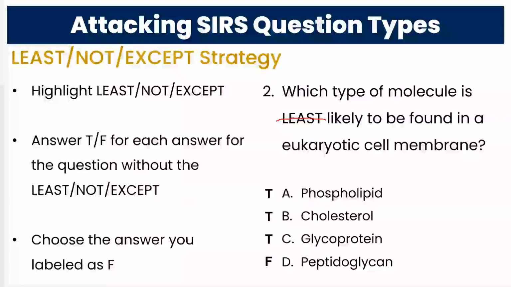And peptidoglycan, is it true if I take out the least? There's my false one. And I do this on my scratch board. I have A, B, C, D written down on my scratch board. I will put a T or an F next to each of them. And once I get done with my labeling, I just pick the one that's false. That must be the correct answer.